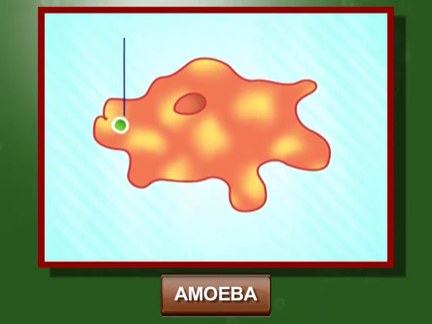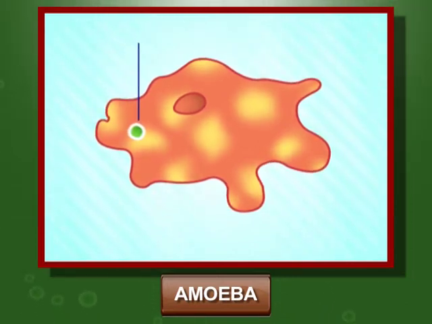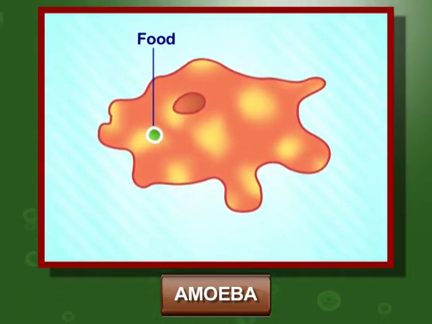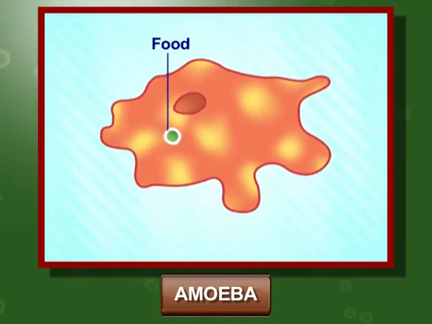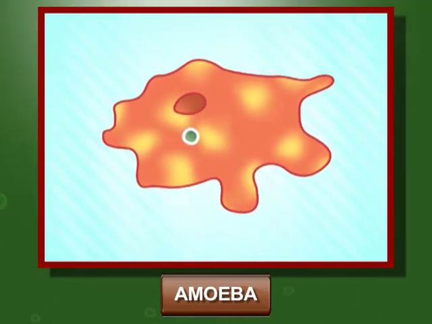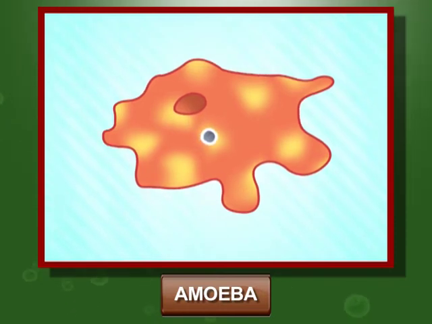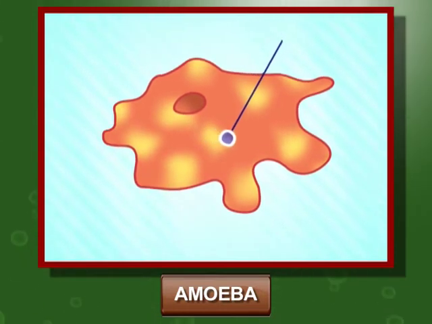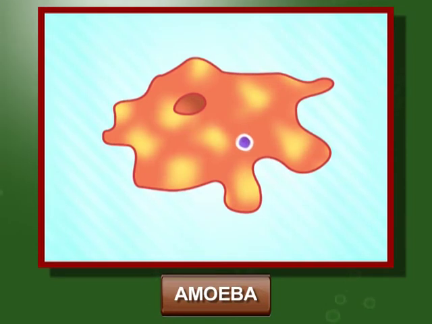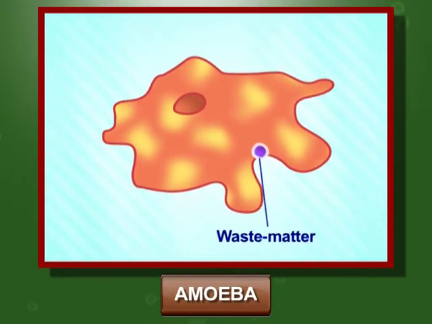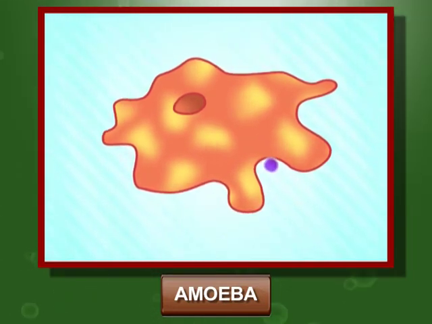Now, the surrounding cytoplasm will produce enzymes which will act on the food, it will be digested, then it will also be absorbed. This vacuole is called food vacuole, and finally the waste matter diffuses out and the process is complete.